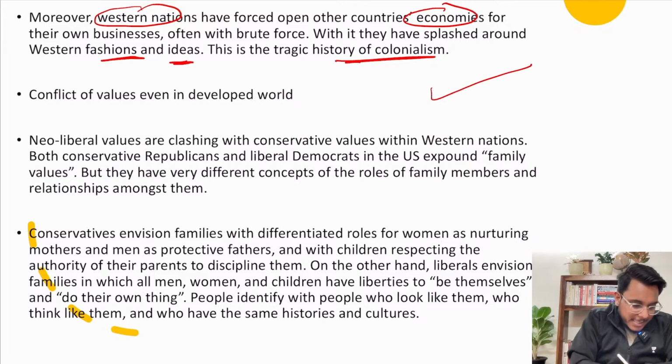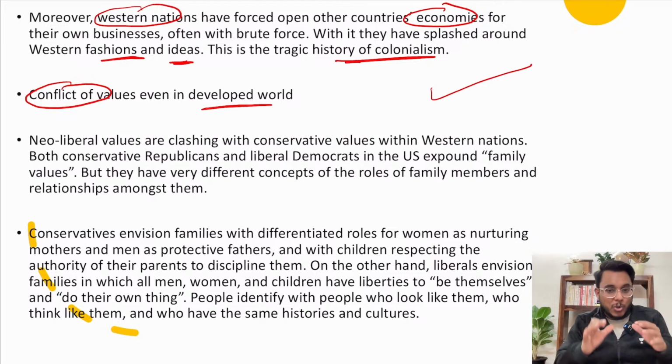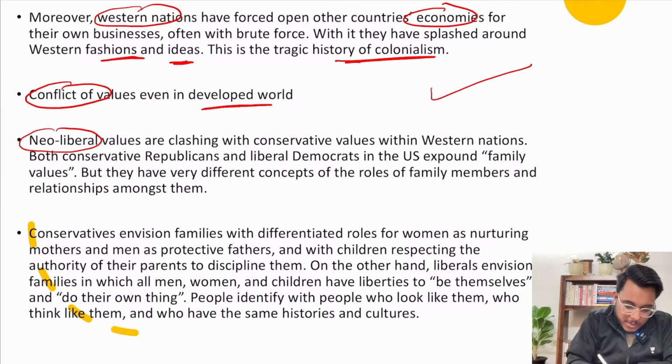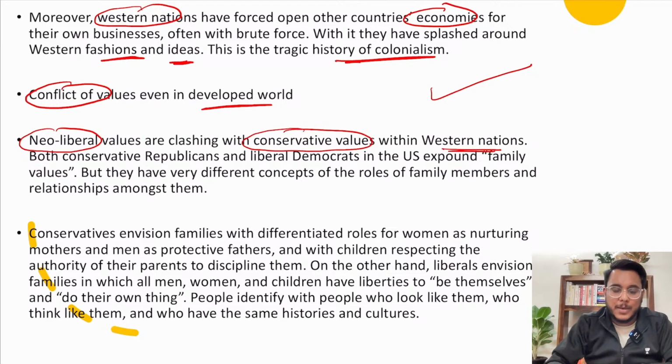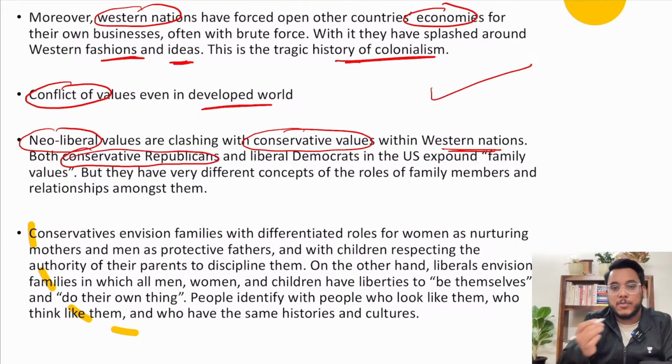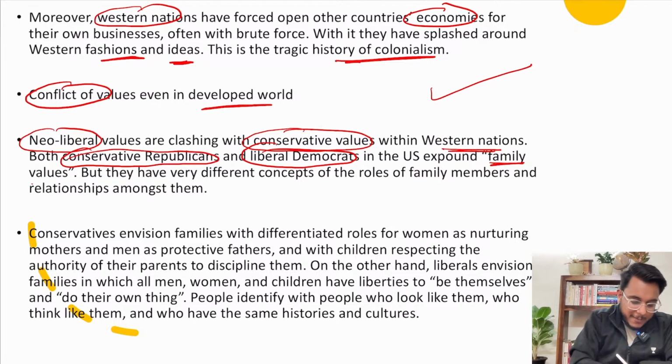Now, then we see this particular thing, that the conflict of values is also happening within the developed world. It's not between the developing and the developed, but within the developed also. For example, neoliberal values are clashing with the conservative values within the Western nations. For example, when we talk about the USA particularly, in US politics, there are the conservative Republicans, that is one faction, and the other faction are the Democrats, who are liberal. Now their viewpoints on the family values are very, very different.